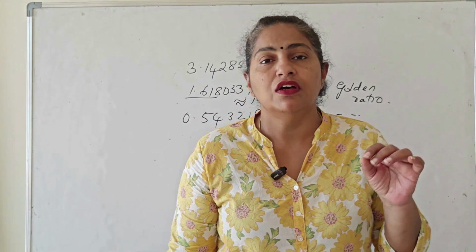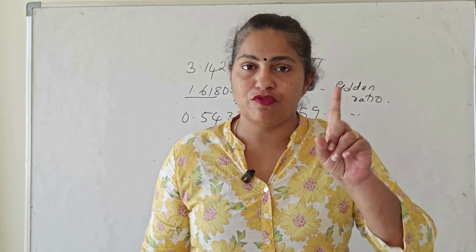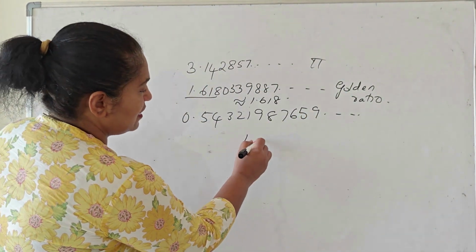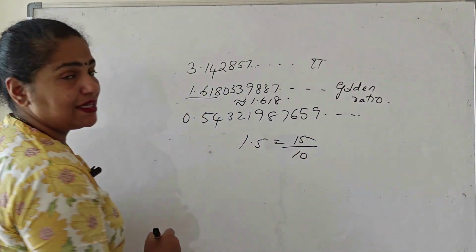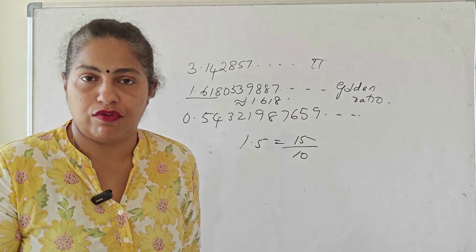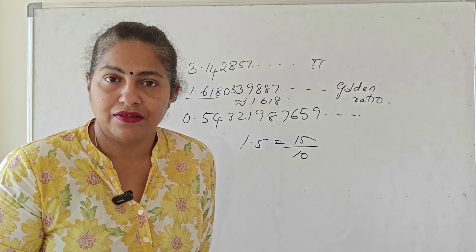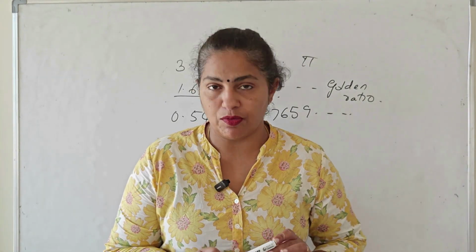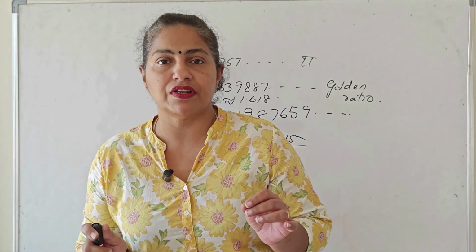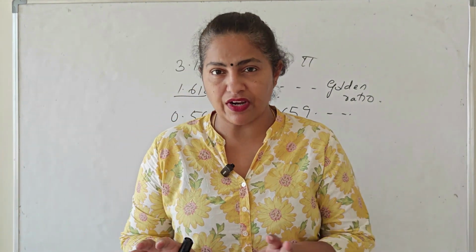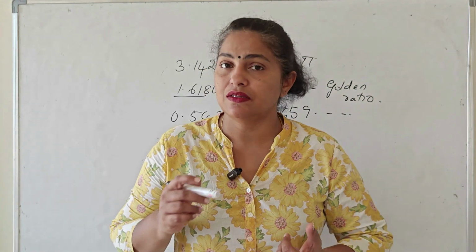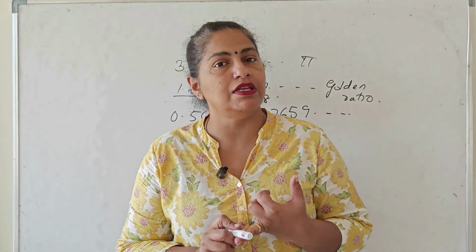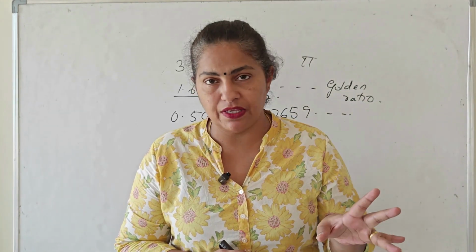There is no way in which we can represent these numbers in the form of P by Q, unlike a number 1.5 which can be represented as 15 by 10. Then we can reduce it into the lower form. Clear? So, before moving on to the properties of rational numbers, let us do a small recap of whatever we have studied so far. We learned about the definition of a rational number. We learned that the numerator and the denominator can be integers, but the denominator cannot be a 0.